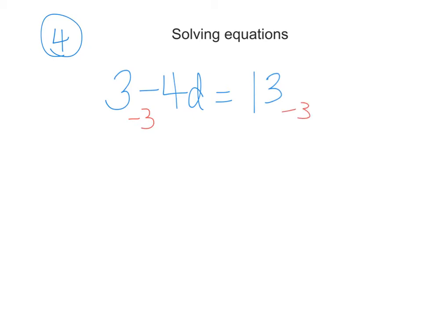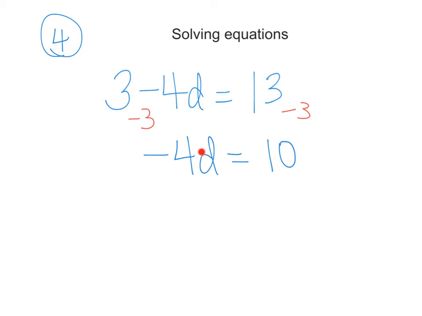There we are. So simplifying the next line, the 3 minus the 3 right here makes 0. So I'm just left with minus 4d. On the right side, I have 13 minus 3, which is 10. Now I'm going to ask myself, how do I get rid of the minus 4 that's in front of the d? I have to think about what operation is happening in between here.